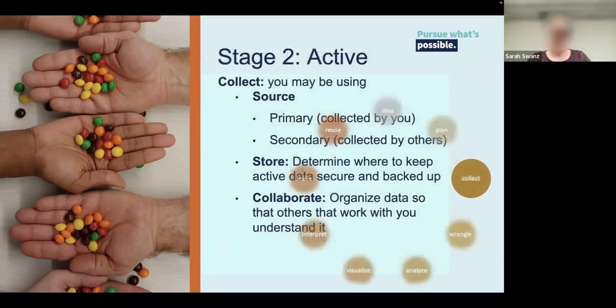Next couple of phases, really more the active stage. You're sourcing your data. You might have primary data, data collected by you, or secondary data, data collected by other people. You're going to have to figure out where you're going to store your data and keep it backed up. You're going to figure out how you're going to collaborate with other people on your data. Keep it organized so that everyone knows what data can be worked on, how to find it, how to use it.